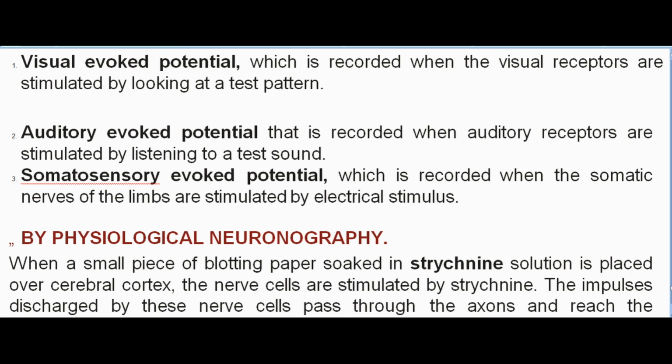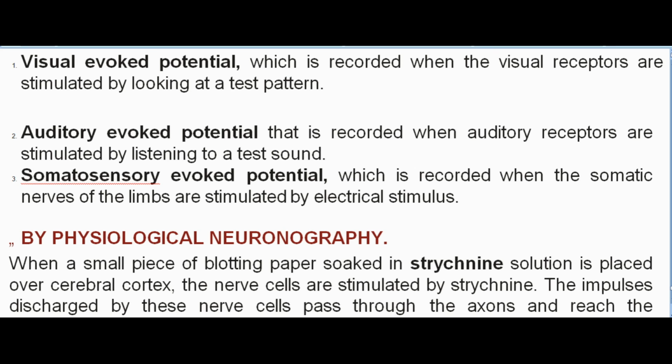Visual evoked potential, which is recorded when the visual receptors are stimulated by looking at a test pattern. Auditory evoked potential, that is recorded when auditory receptors are stimulated by listening to a test sound. Somatosensory evoked potential, which is recorded when the somatic nerves of the limbs are stimulated by electrical stimulus.